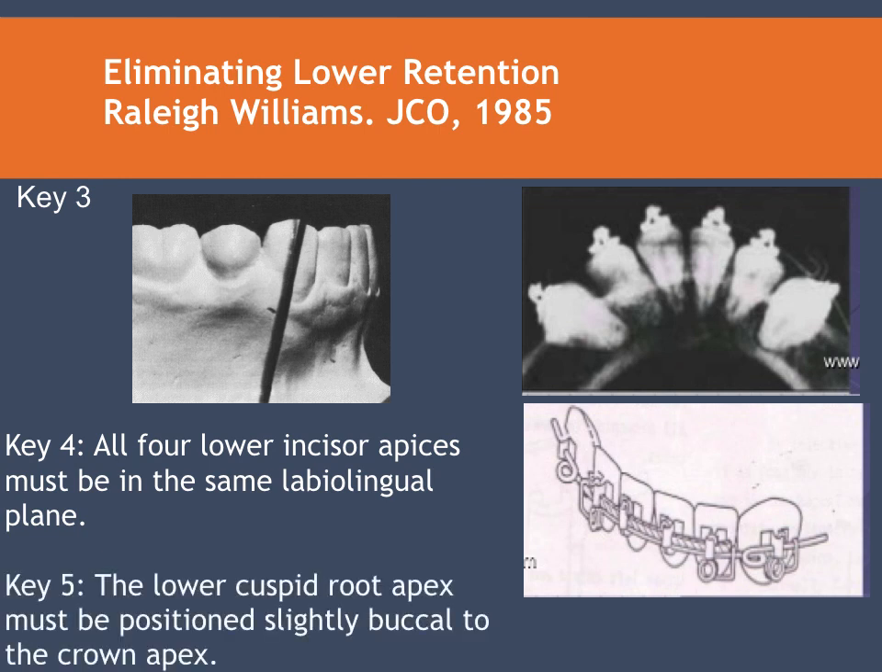Key 5 goes back to the canine, where it is also highlighting that the lower cuspid root apex must be positioned slightly in front of the crown. So this is unlike key 4. Incisors are straight, whereas for canines the crown tip is slightly inside, whereas the root is slightly outside. So your canine is tilting inwards.